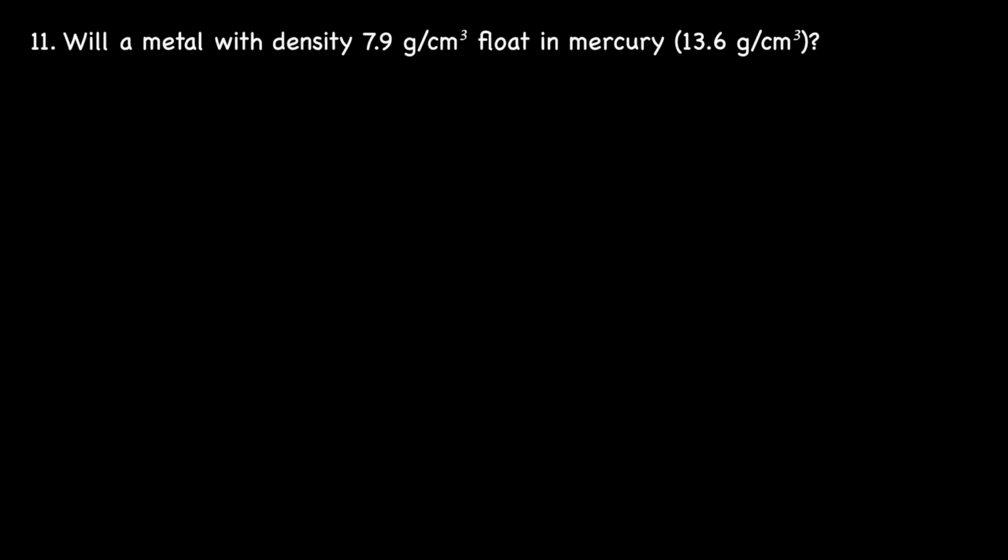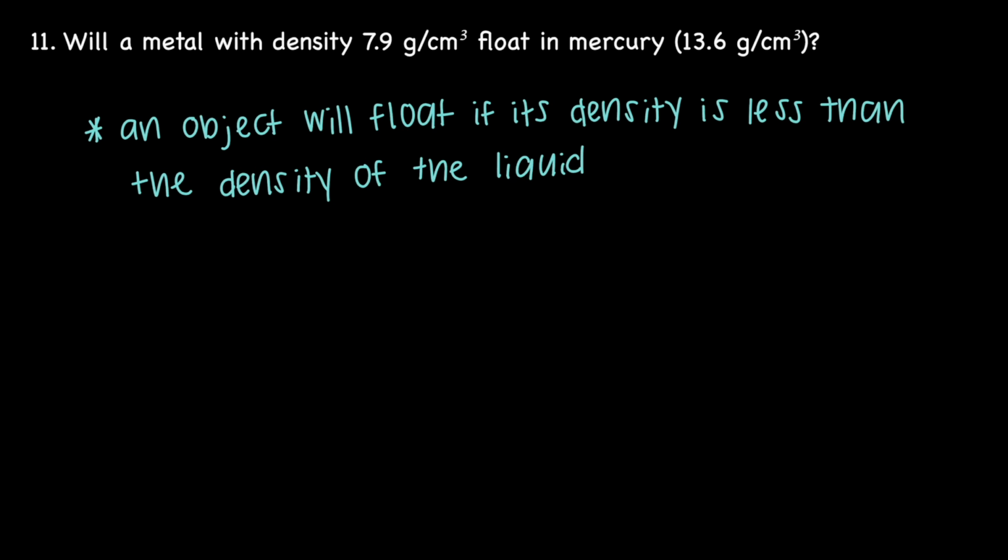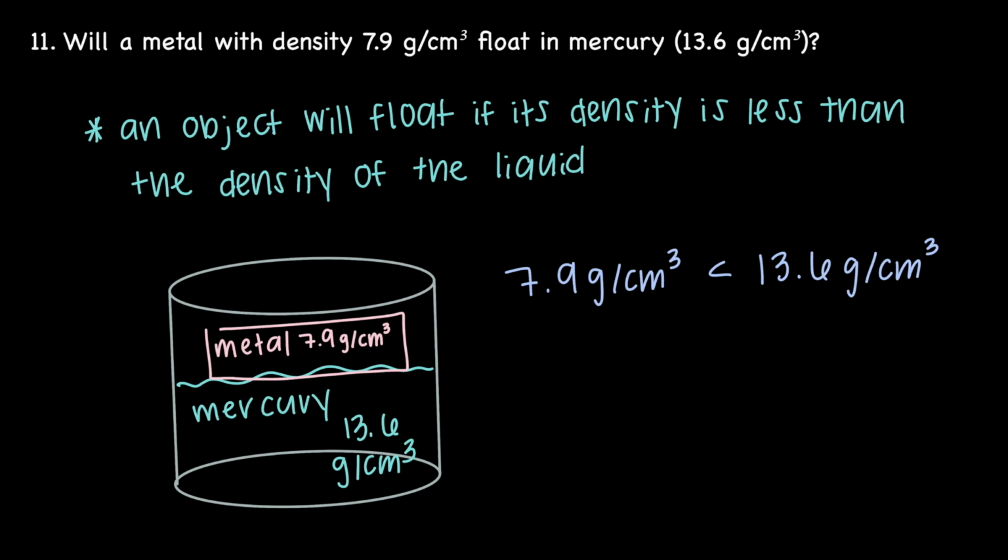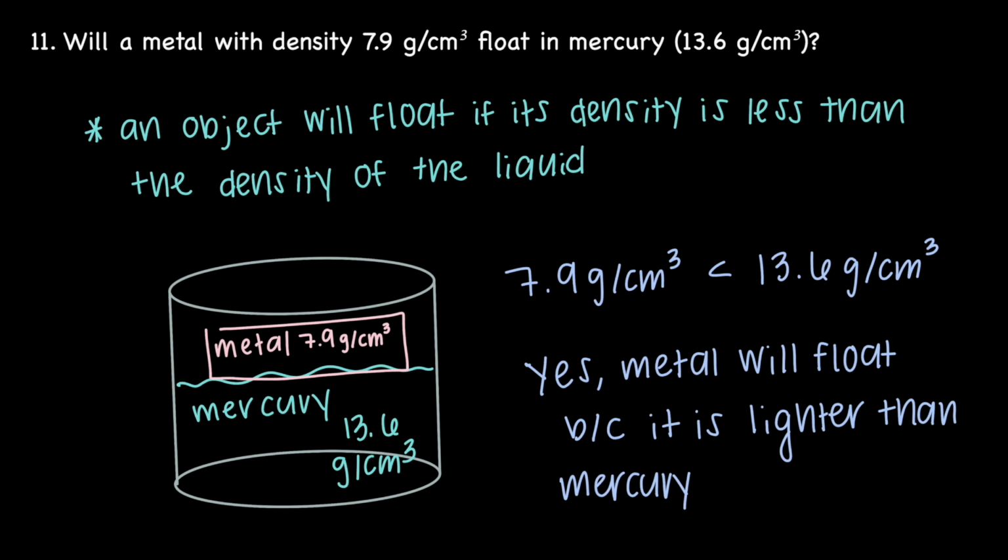Number 11. Will a metal with density 7.9 grams per cubic centimeter float in mercury, which has a density of 13.6 grams per cubic centimeter? An object will float if its density is less than the density of the liquid. Since 7.9 grams per cubic centimeter is less than 13.6 grams per cubic centimeter, the metal will float. Yes, the metal will float in mercury because it is lighter than mercury, which is denser.